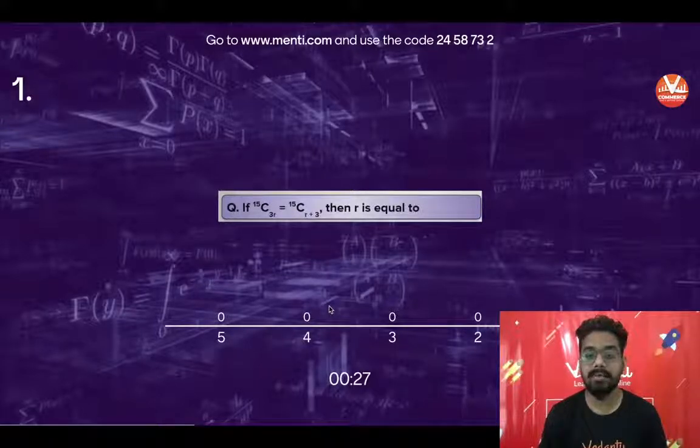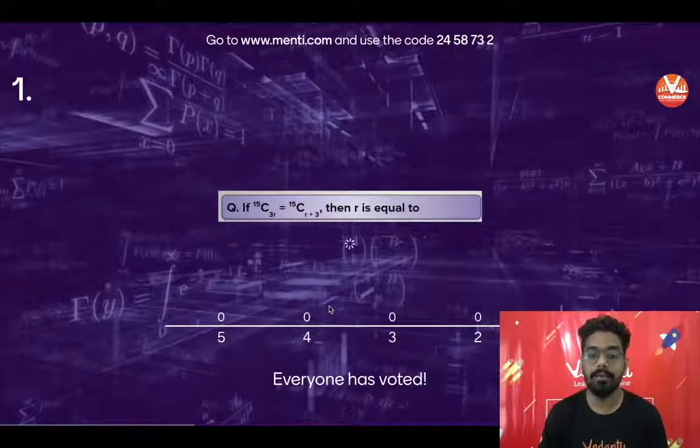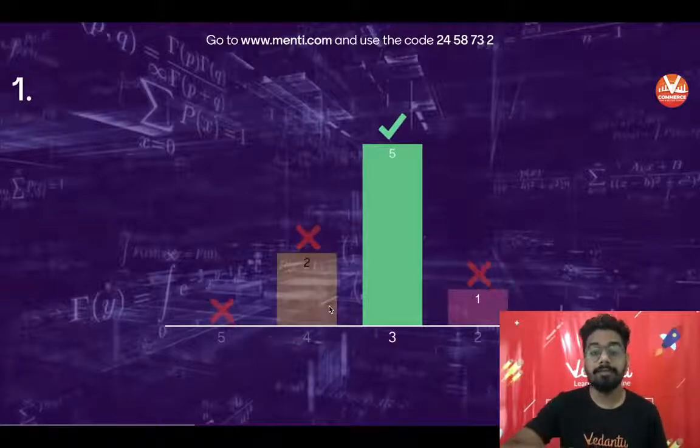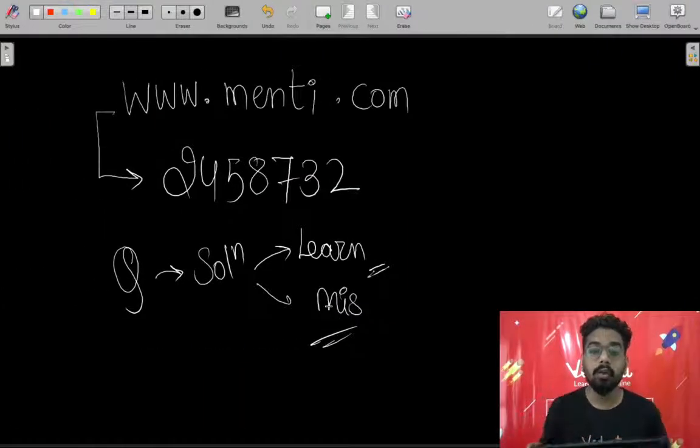Last 30 seconds, 7 of you have answered. Let's see how many of you will give it correctly. Great. So 8% has answered and out of 8, 5 are correct. Now what was the question?